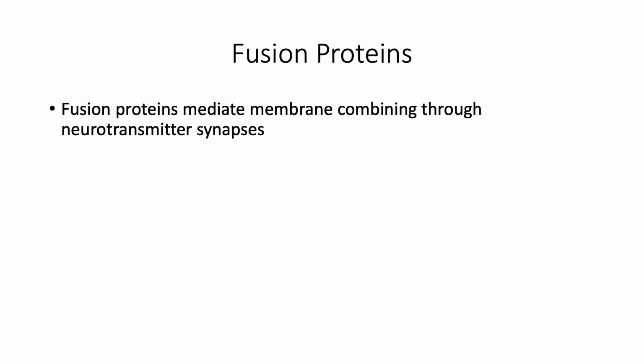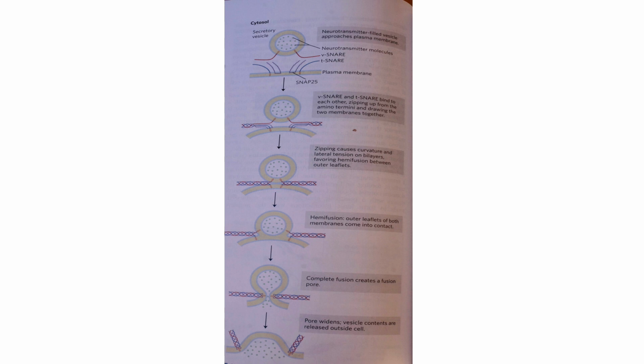Today we will start with the discussion of fusion membranes, fusion proteins. Fusion proteins are those that mediate membrane combining through neurotransmitter synapses, and this is an example of that. We have cytosol with a secretory vesicle, and neurotransmitters fill a vesicle approaching the plasma membrane. These are the neurotransmitters in this vesicle.